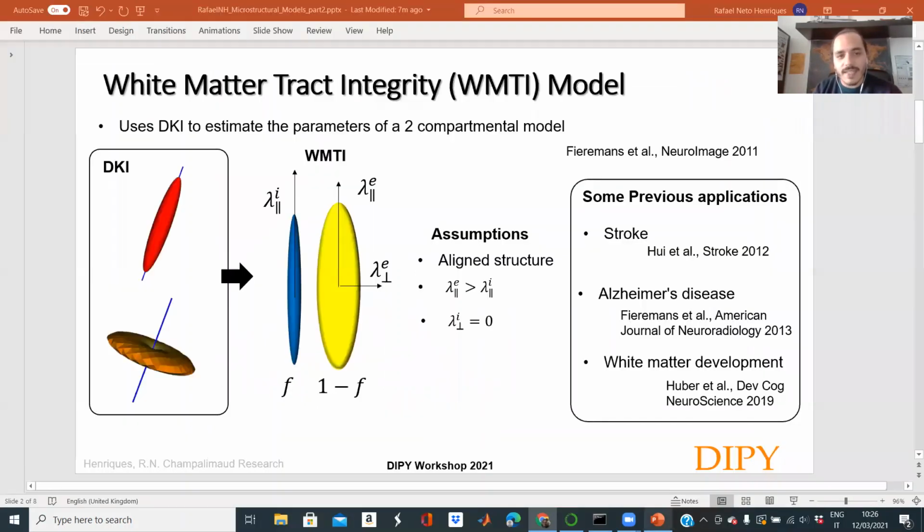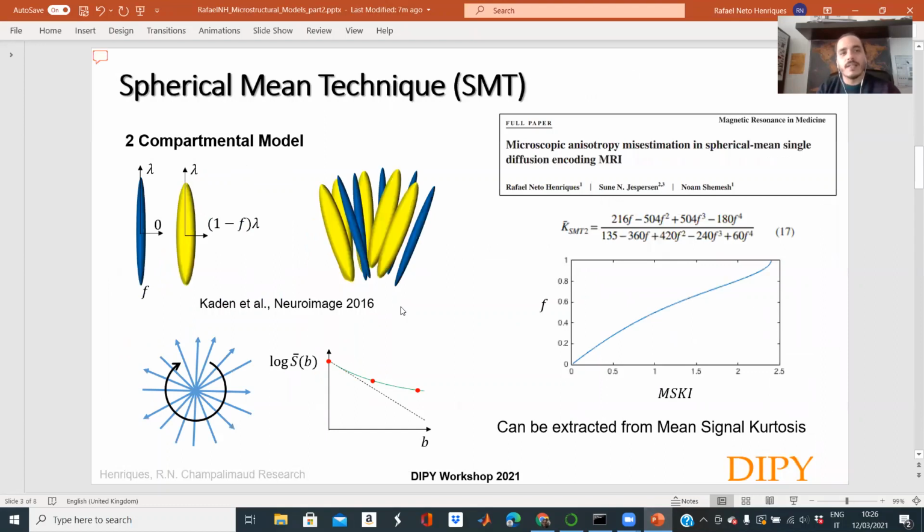Okay. So the second model that we have also implemented in Dipy is the spherical mean technique two-compartmental model. I presented the details of this in the previous talk. So if you look at this manuscript, you will notice that there is a relationship between the SMT two-compartmental model and the mean signal DKI model that I presented yesterday.